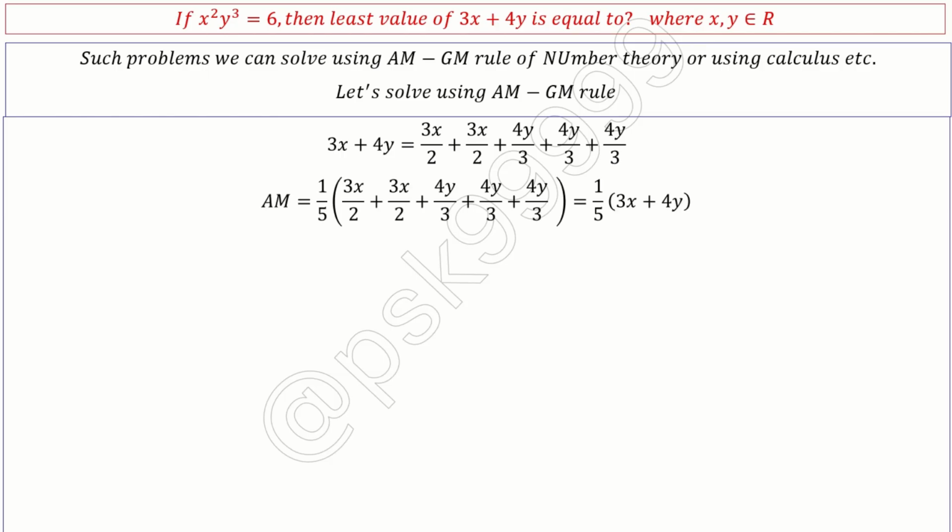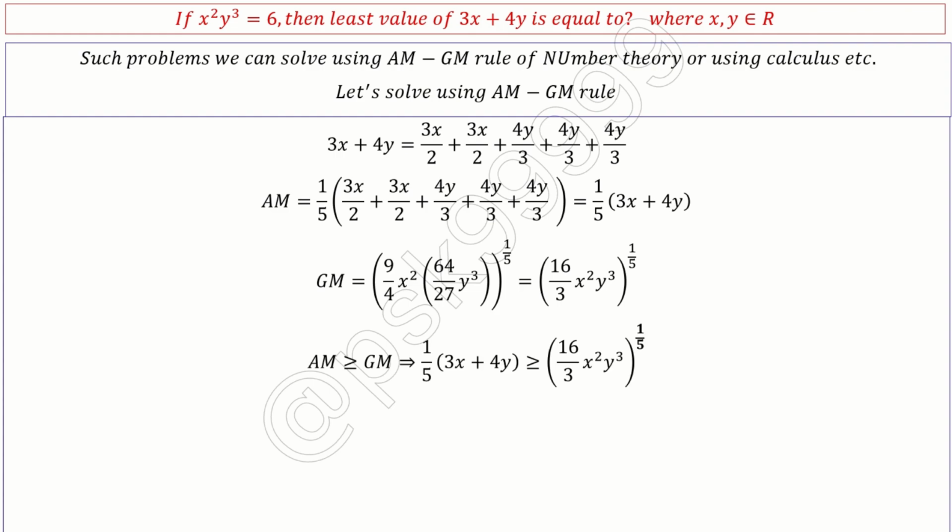Now what is the arithmetic mean of this? The sum of the whole thing divided by 5, because I have 5 terms here, which is equal to 1 by 5 into 3x plus 4y. Now what is the geometric mean? 5 terms, so the fifth root of the product of the terms: 3x by 2, 3x by 2, then 4y by 3 whole cube, which is 9 by 4 x square into 64 by 27 y cube, whole to the power of 1 by 5, which, if I simplify, is 16 by 3 x square y cube whole to the power of 1 by 5. Now I know that AM is greater than or equal to GM, correct?